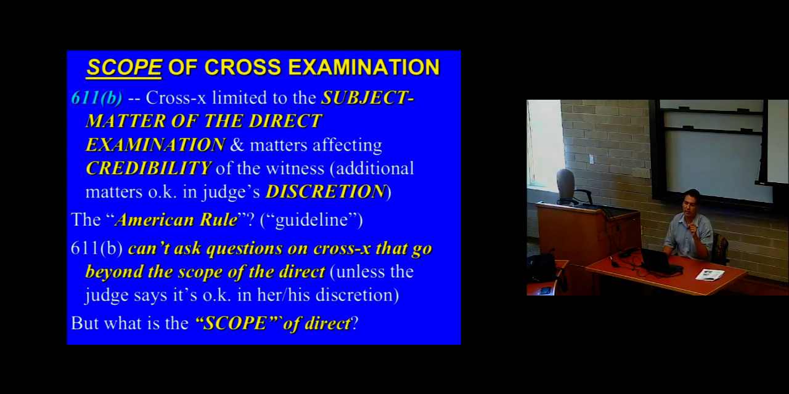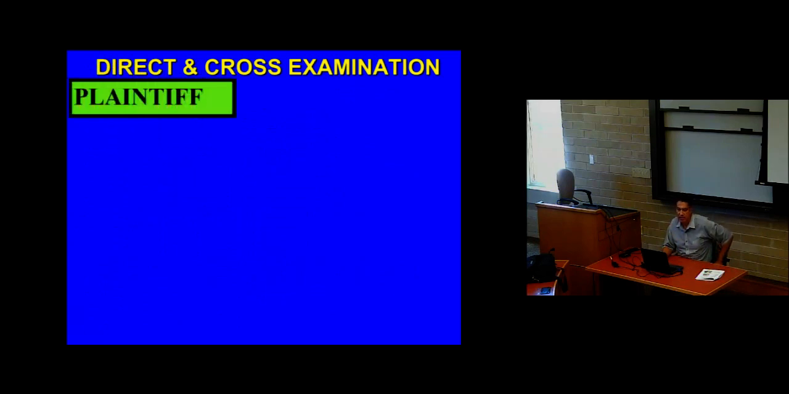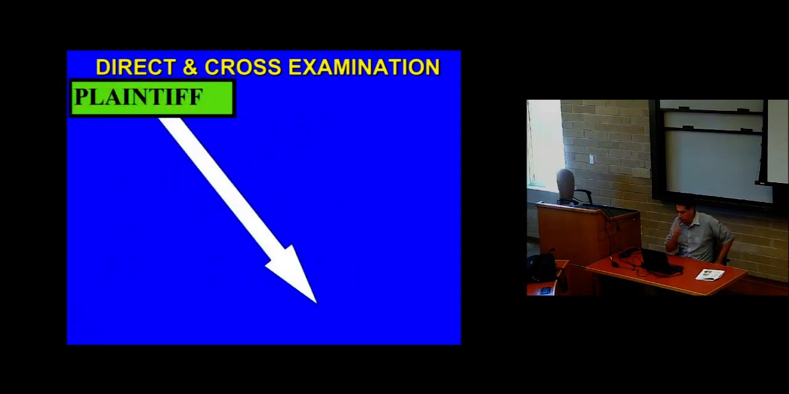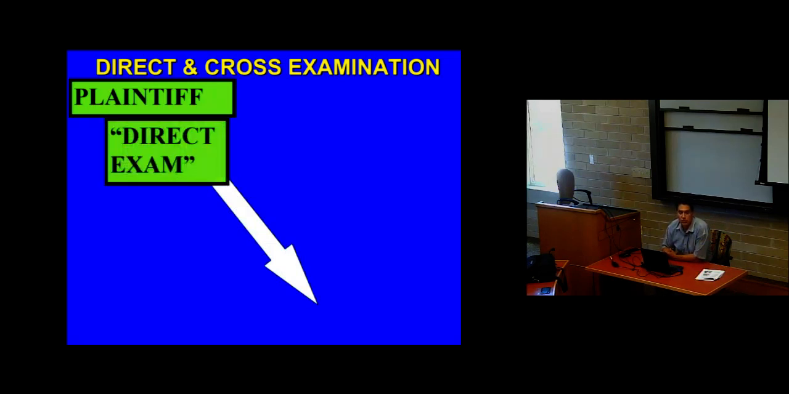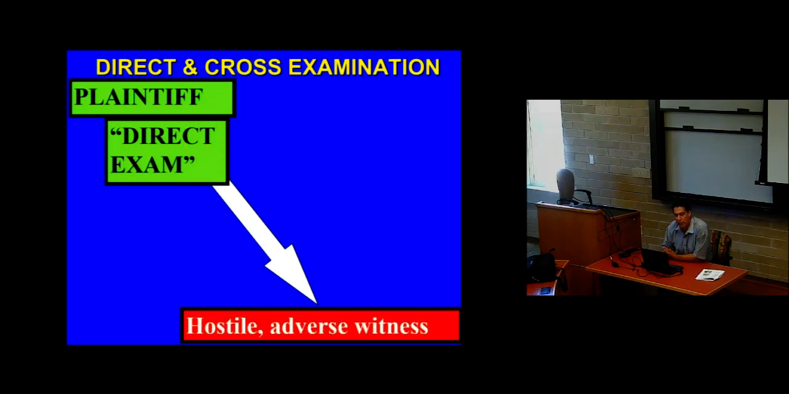Now remember, credibility is always within the scope. So if you show a bias, or someone has bad character, or a former conviction that comes in to attack their character for truthfulness, all of that is fair game and is within the scope of the direct examination, because just by taking the stand, they're putting credibility in issue. Now, note that it's possible for a plaintiff or a prosecution to do a direct exam, but they may call a hostile or adverse witness.